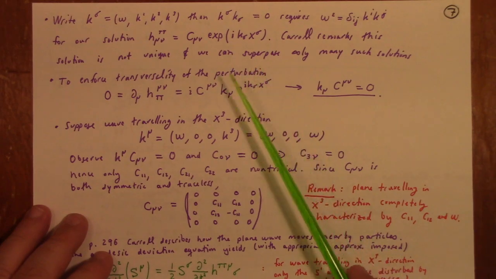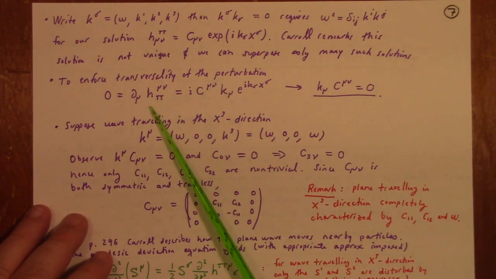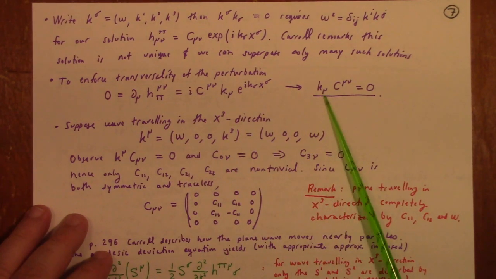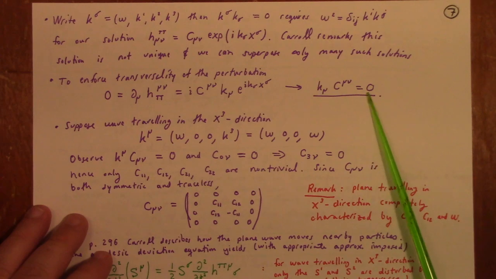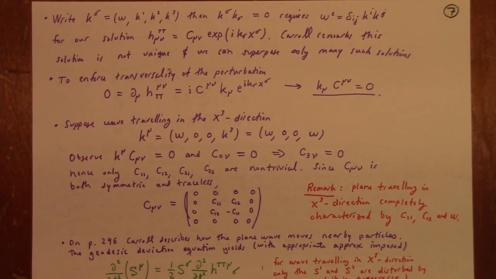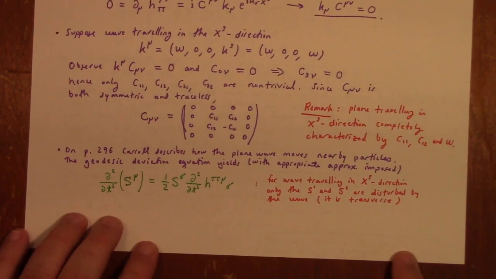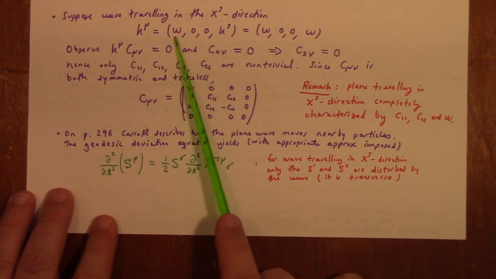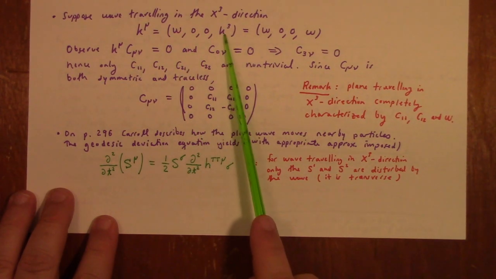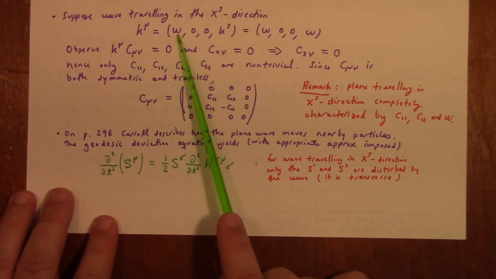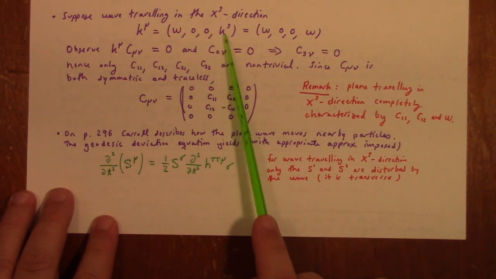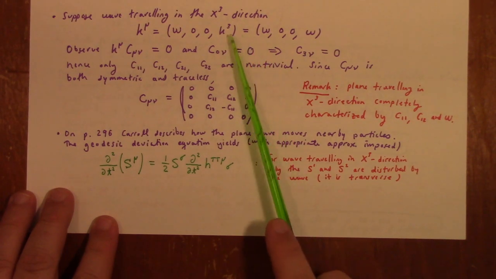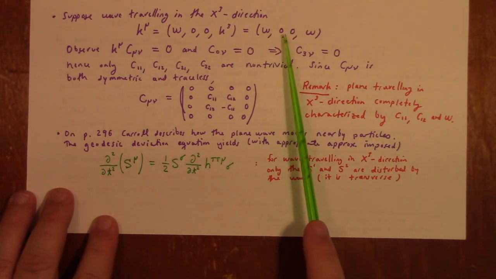Let's see, and if you enforce transversality on this perturbation, on our solution, then we have that the contraction of c_{mu nu} against the wave vector has to be equal to 0. So let's be more specific. Suppose the wave is traveling in the x^3 direction. In other words, your wave vector looks like this. So k^mu is (omega, 0, 0, k^3), which has got to be (omega, 0, 0, omega).